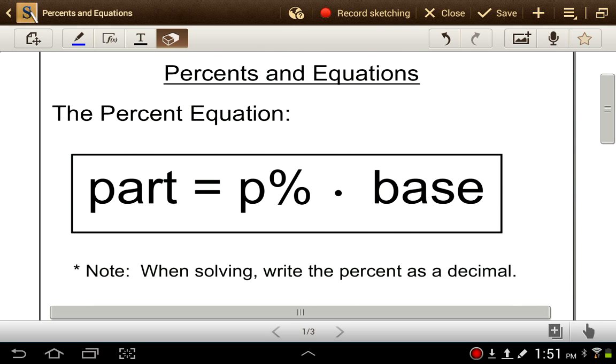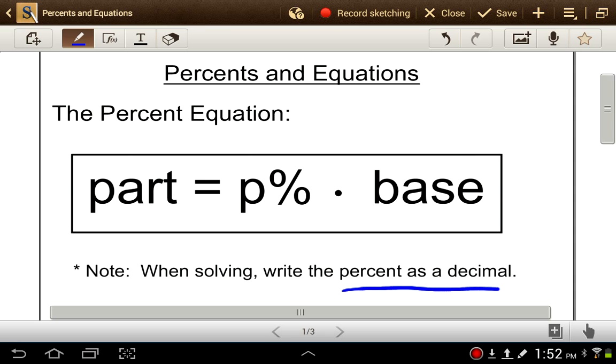Your learning target in this lesson is that we need to be able to solve percent problems using equations. That's what we're looking for here, the technique on that. Here is your percent equation. Yesterday I gave you the proportion format. This is going to be the equation format. So we have our part equals our percent times our base. Because it's percent form, that means when solving, you want to write your percent as a decimal. So that's really important to know.